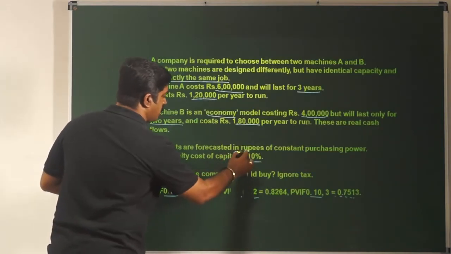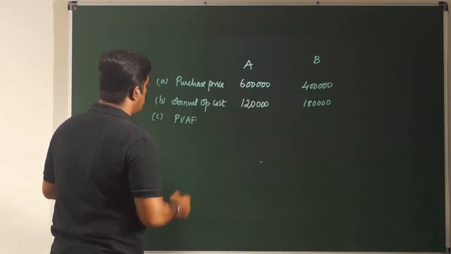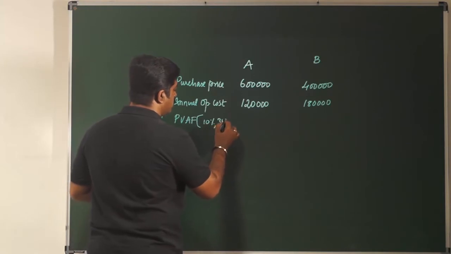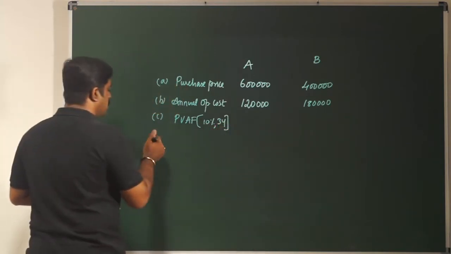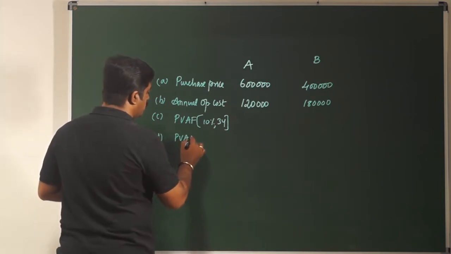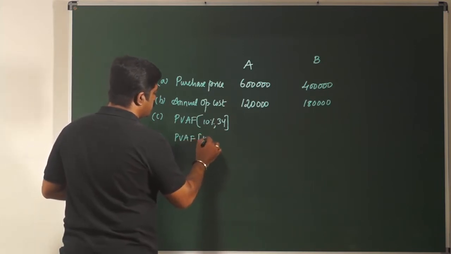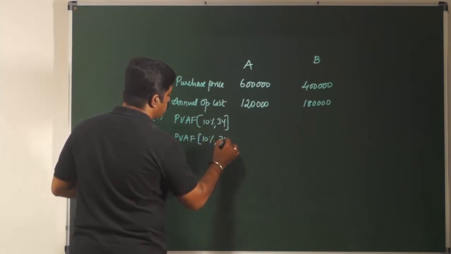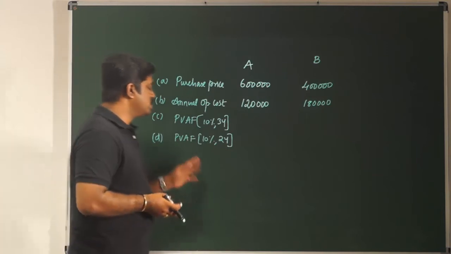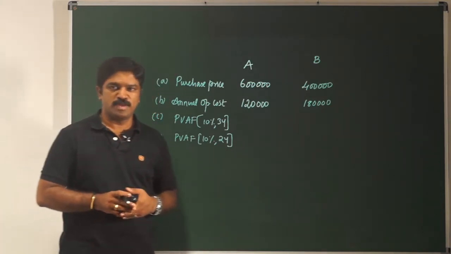We have cost of capital as 10%. So PVAF 10% for a period of 3 years. Then for mission B, I have to pick up PVAF for 10% for 2 years. Now, how to find out PVAF 10% 3 years and 2 years? We know the formula, present value annuity formula.